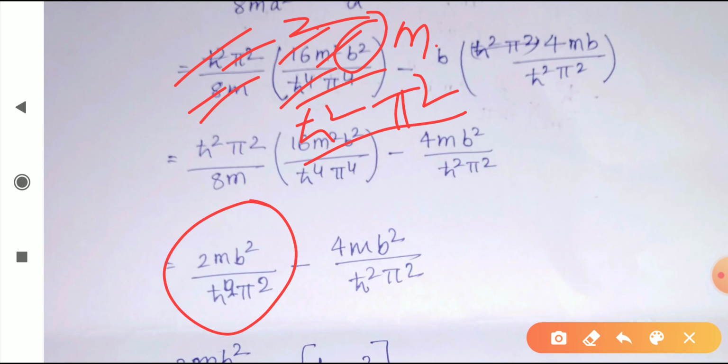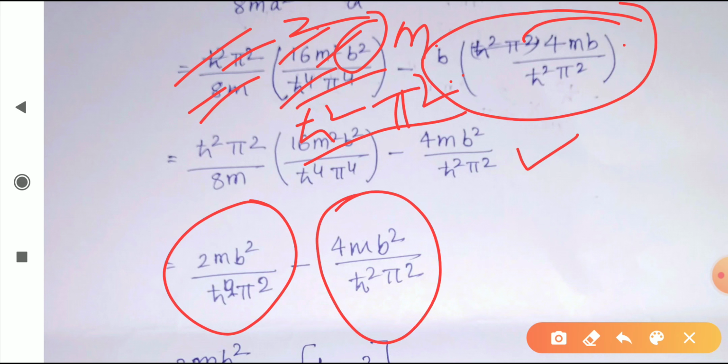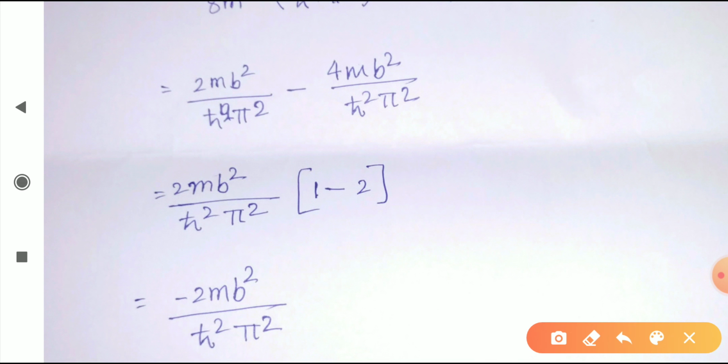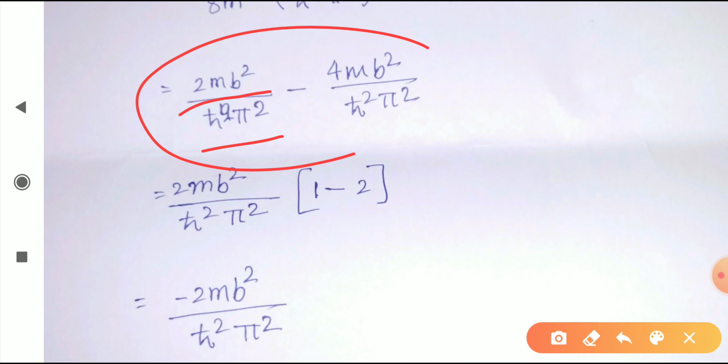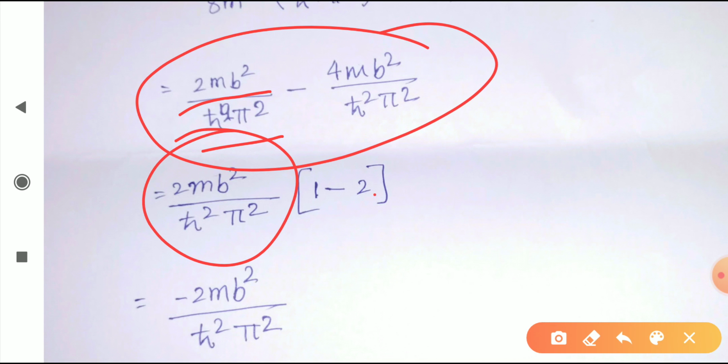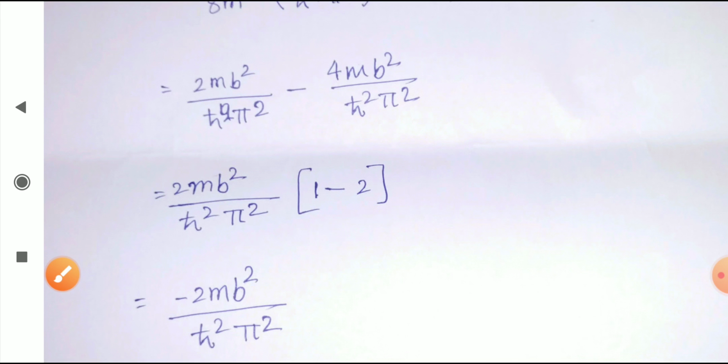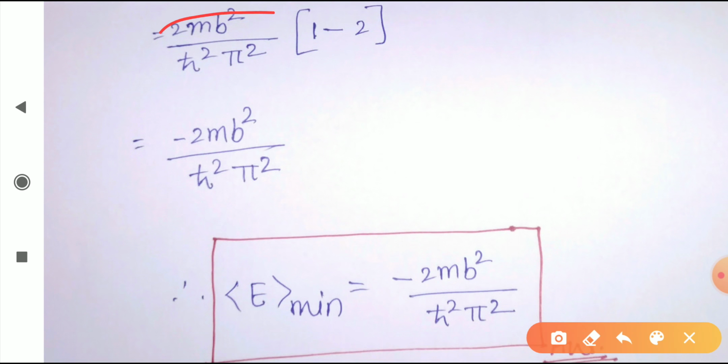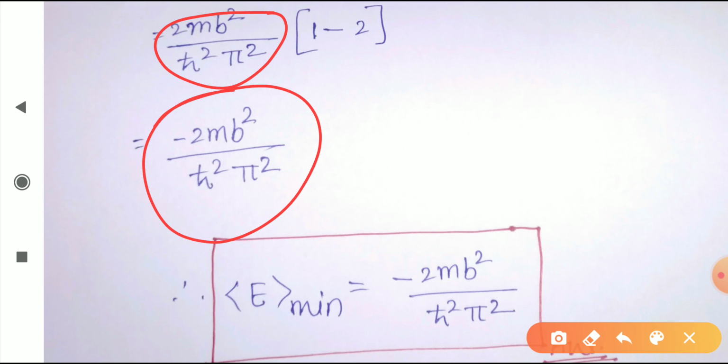Then this step I have written as it is. Then here minus b of, see here we have 4mb upon h cross square pi square, so b times b will be b square. So this I will get as it is here. Now we'll take the common term outside. We can take 2mb square, h cross square pi square is common in both the terms, so we can take it outside. So here we'll get 1 minus, here 4 is there, so 1 minus 2. When we solve 1 minus 2, we'll get minus 1. So after solving this, we'll get this term with the minus sign, that is minus 2mb square upon h cross square pi square.